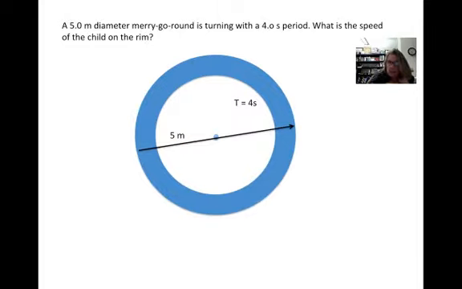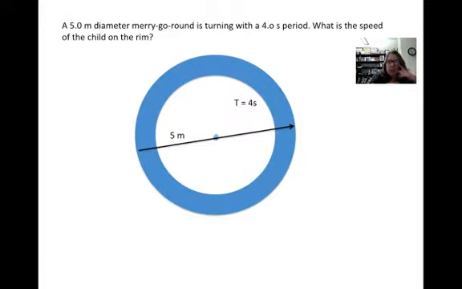So the first problem is a 5-meter diameter merry-go-round turning with a 4-second period. What is the speed of the child on the rim? I have drawn a circle which represents the merry-go-round, and it's 5 meters in diameter, so all the way across is 5 meters. T, which is how long it takes to make one revolution, is 4 seconds.